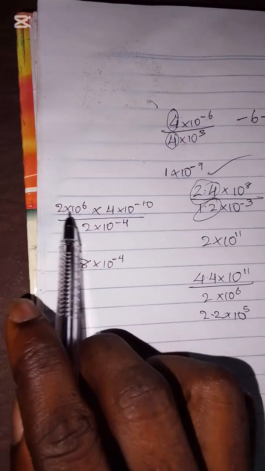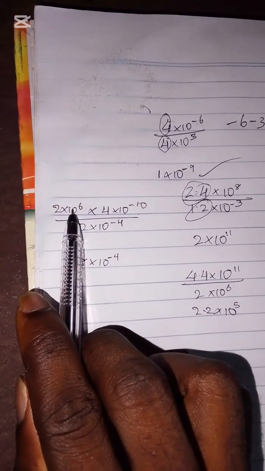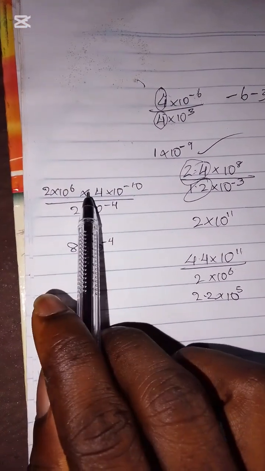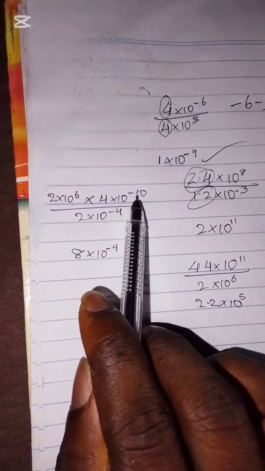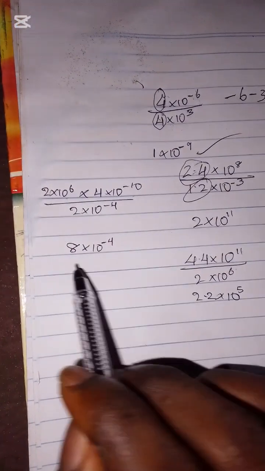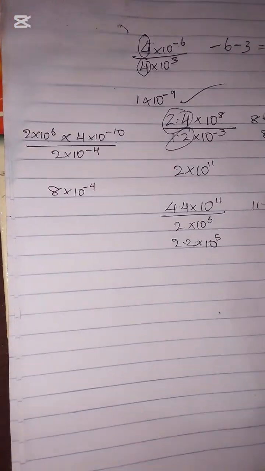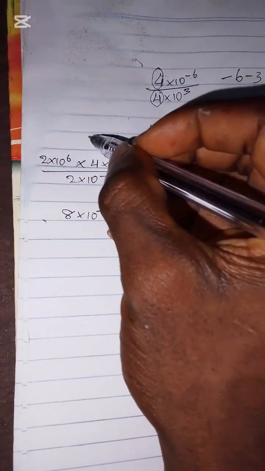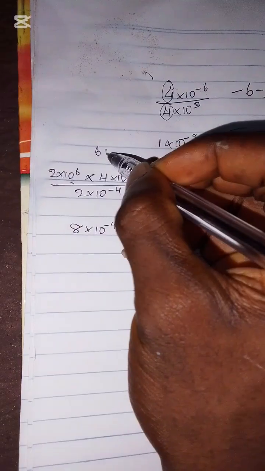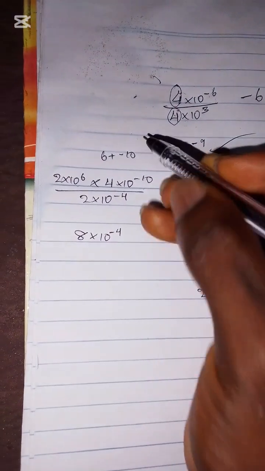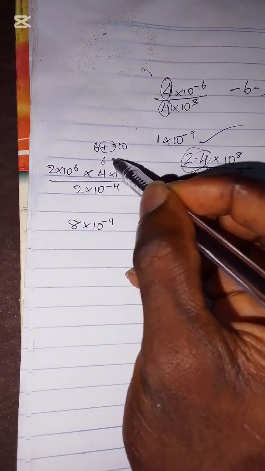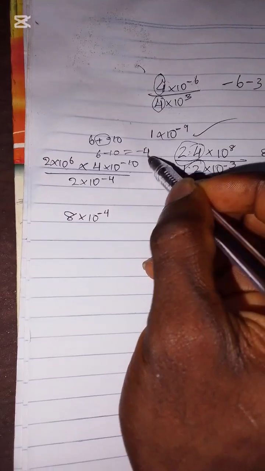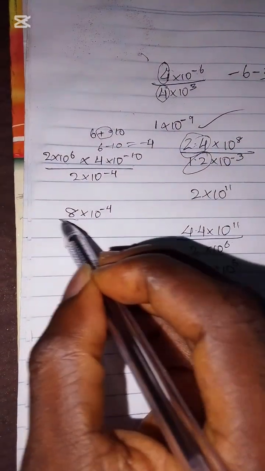So 2 times 4 is 8. This is 10 raised to the power 6, 10 raised to the power minus 10. So add them. 6 plus minus 10 will give you minus 4. You can always do that on your calculator, or better still, you can do that with your head. Plus times minus will give you minus. That's 6 minus 10, which gives you minus 4. All right, that is the numerator.